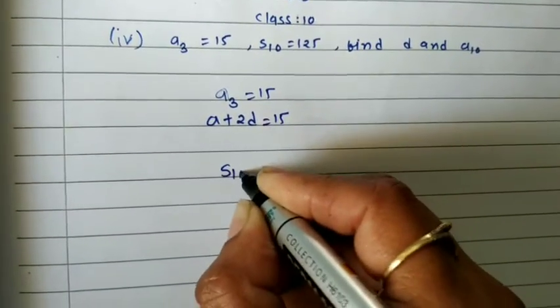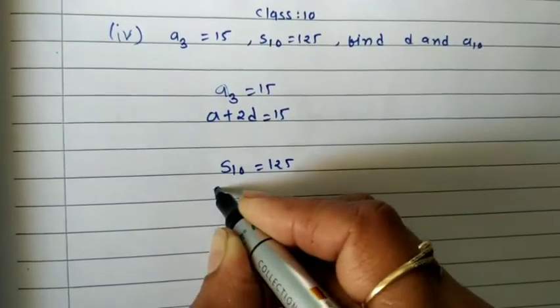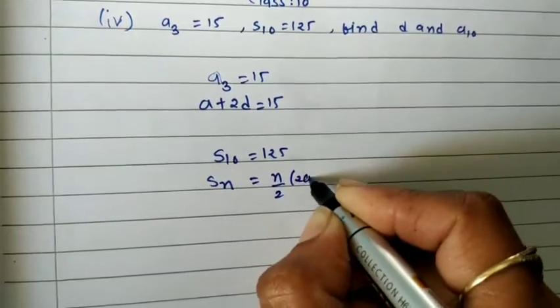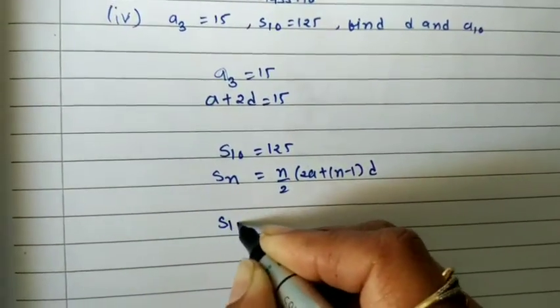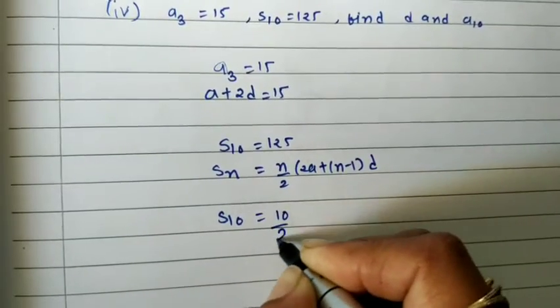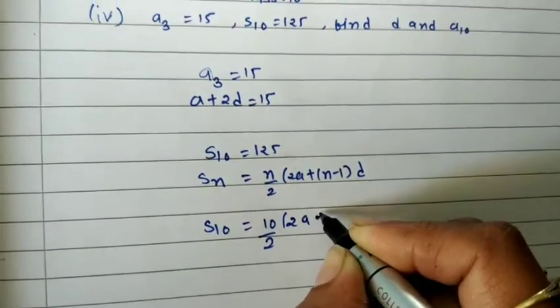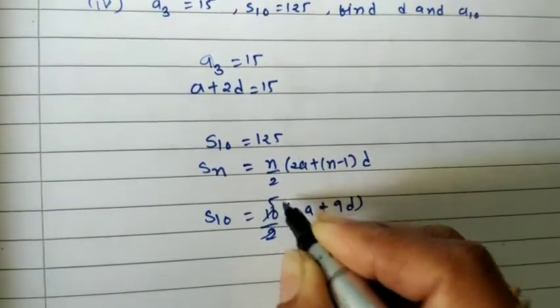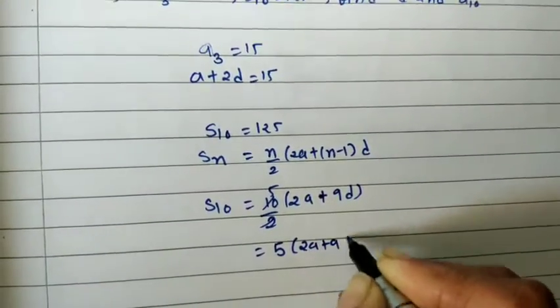Here we have S10 equals 125. So here we will apply the formula of Sn, that is Sn equals n by 2 into 2a plus n minus 1 into d. If we write S10, it becomes 10 by 2 into 2a, plus n minus 1 means 9d. If we reduce, 5 2s are 10, so we get 5 into 2a plus 9d.